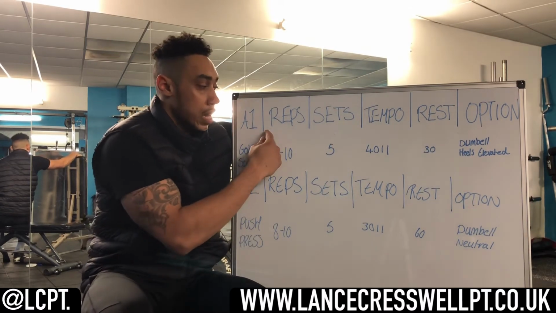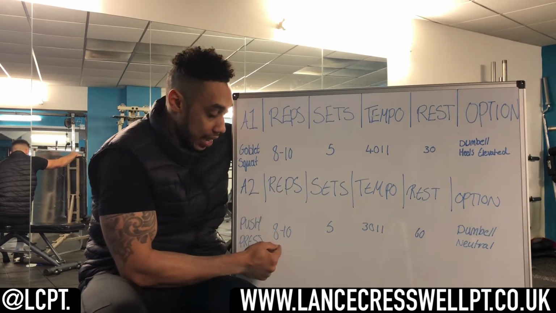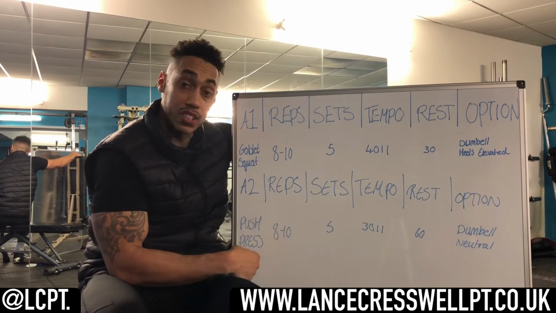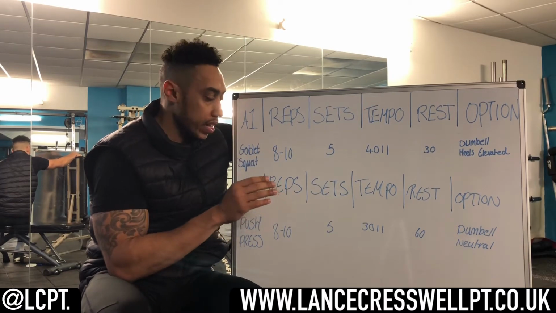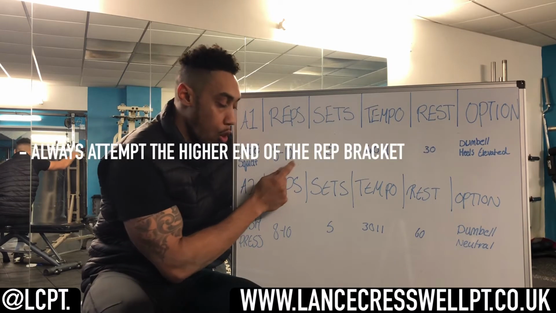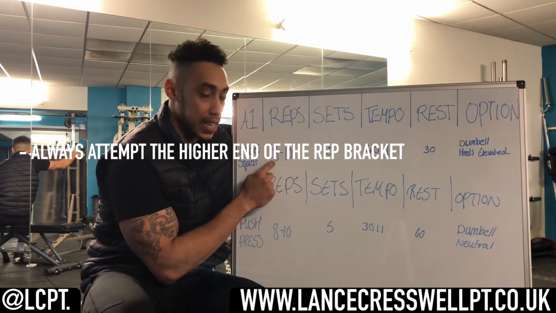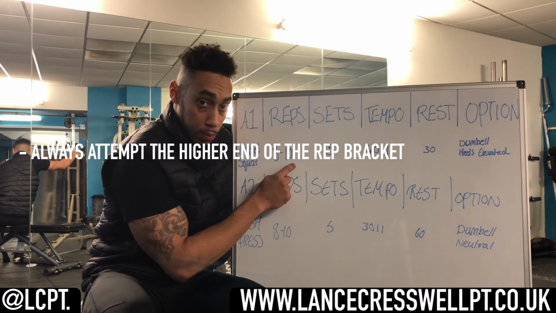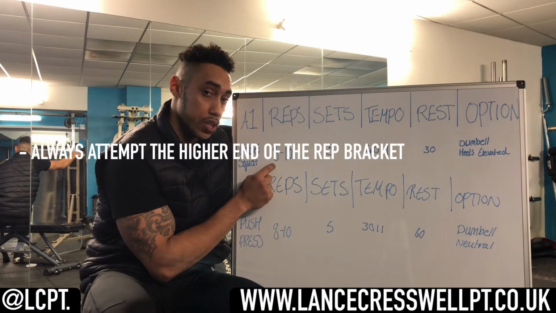Reps now. So we've got an 8 to 10 rep count here, and again an 8 to 10 rep count on the A2 exercise. The reason why it's always a rep count is because you need to be within a certain rep bracket. You always want to shoot for the upper end of that rep bracket. So if it's 8 to 10, you're not accepting 8. You're going to shoot for 10, and when you're no longer able to hit at least 8 reps, then you drop the weight appropriately.